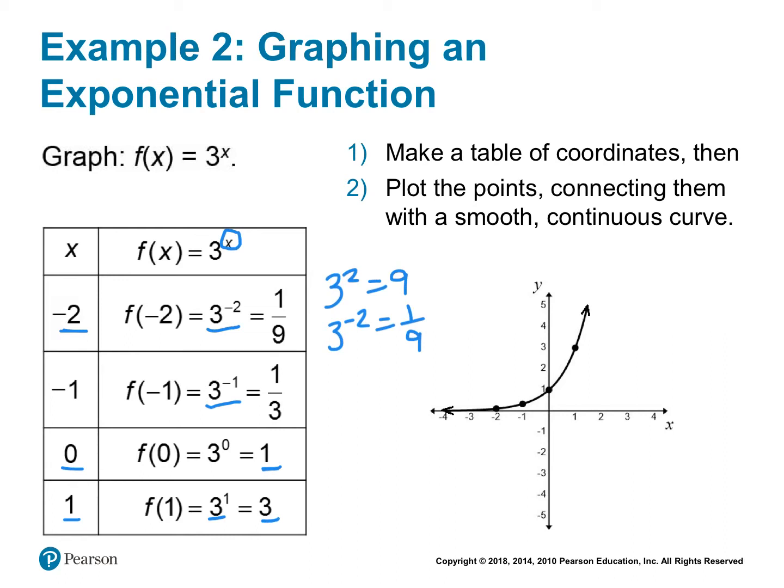And then you can see those 4 points are plotted on that graph. Once you have the 4 points or more, you plot them, connect them with a smooth, continuous curve, putting arrows on both ends.